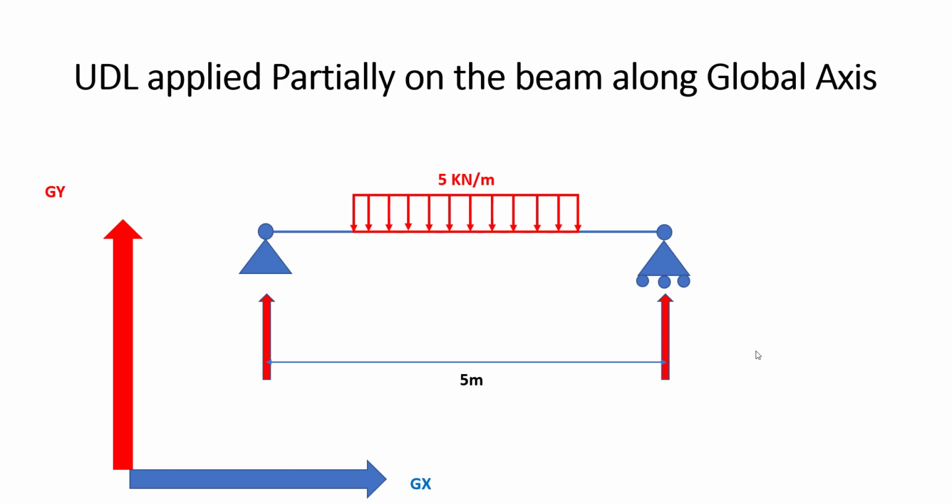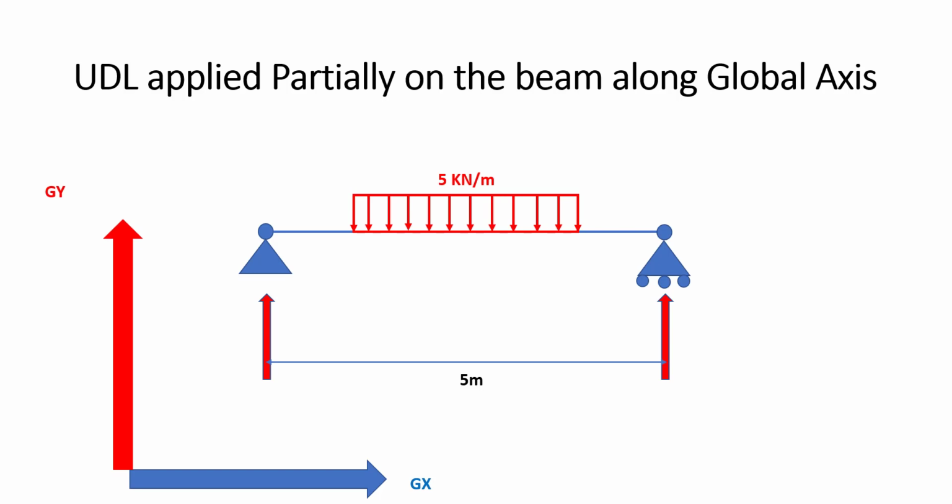Now, there can be cases where the uniformly distributed load has not been applied on the full length of the beam and has been applied only on the partial length. So let us consider this example of the same beam that we had just discussed, but in this case, we are considering a uniformly distributed load of 5 kilonewtons per meter applied only on the partial length of the beam instead of the full length.